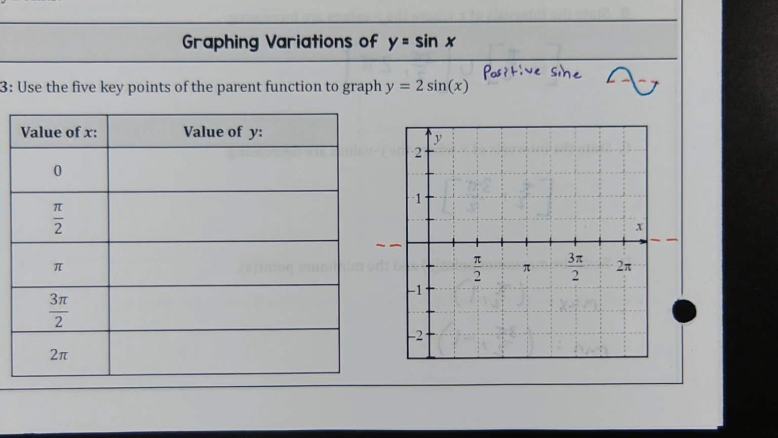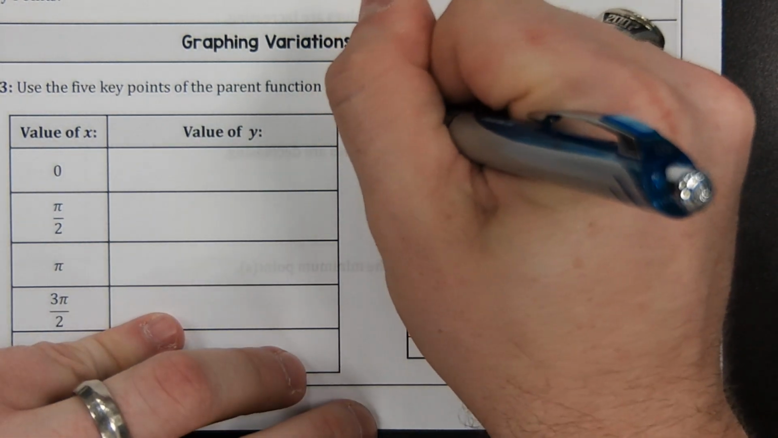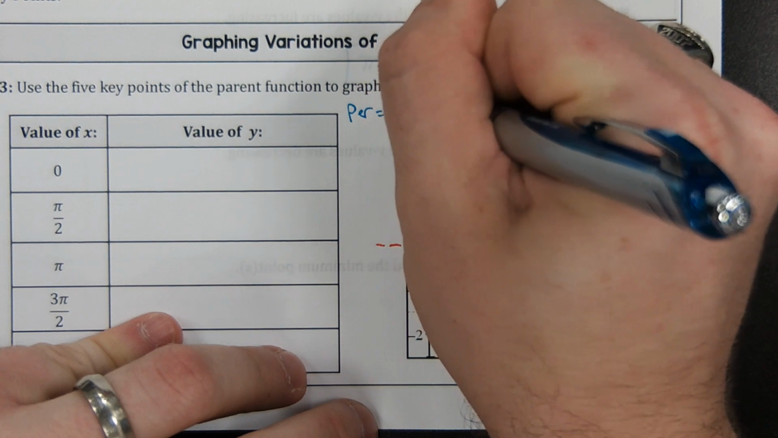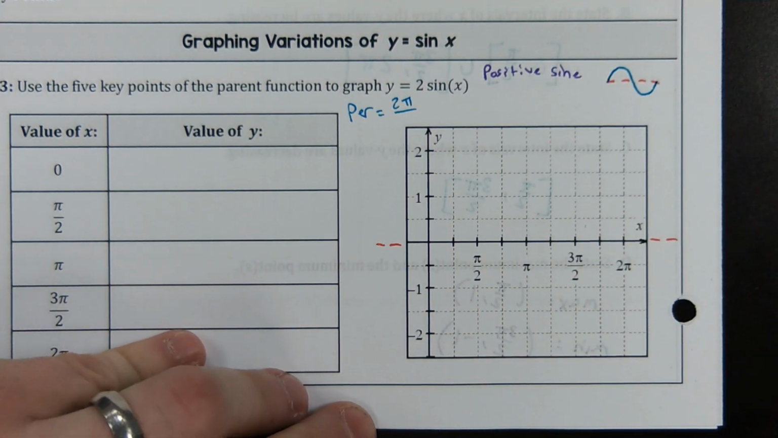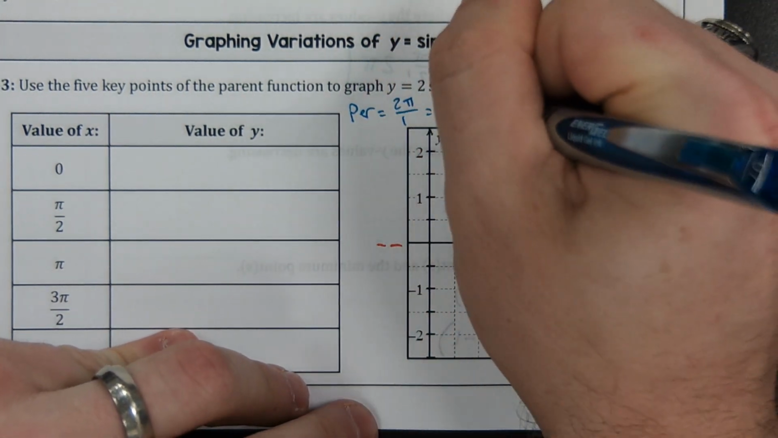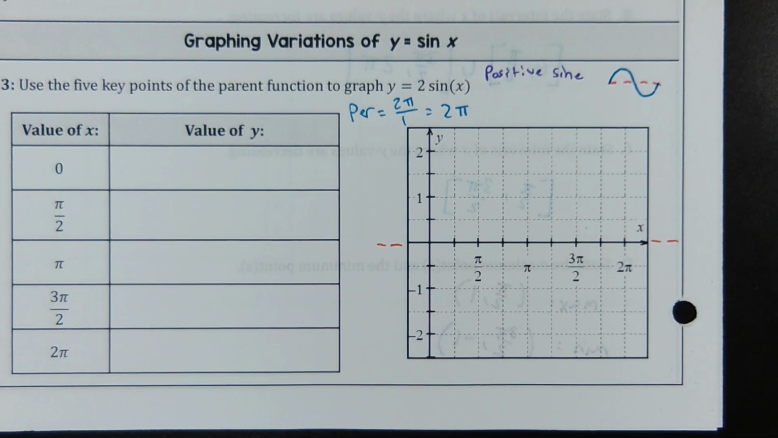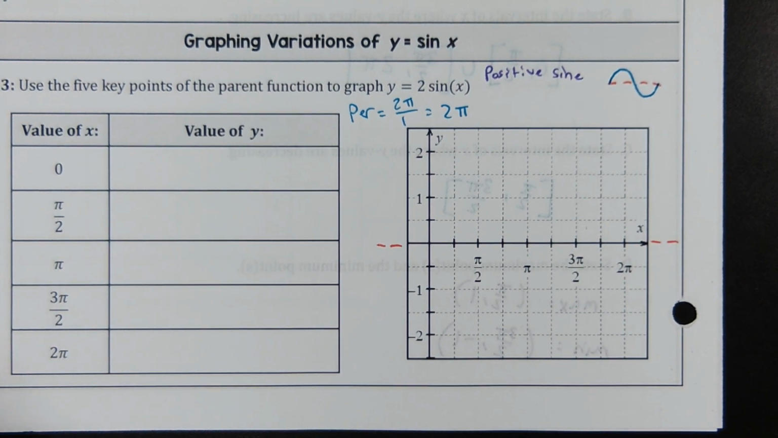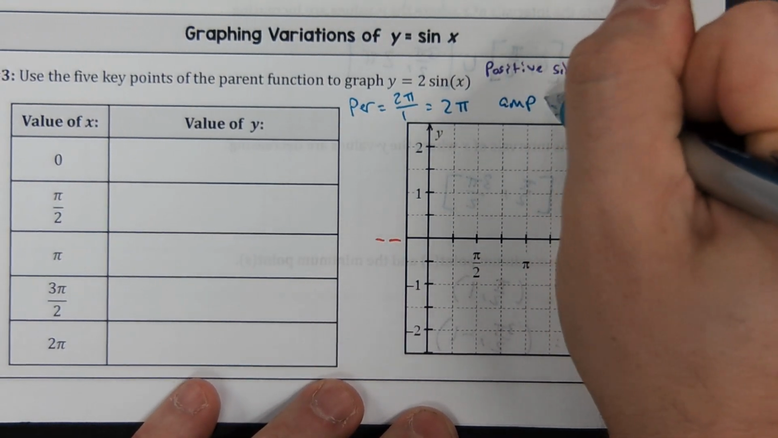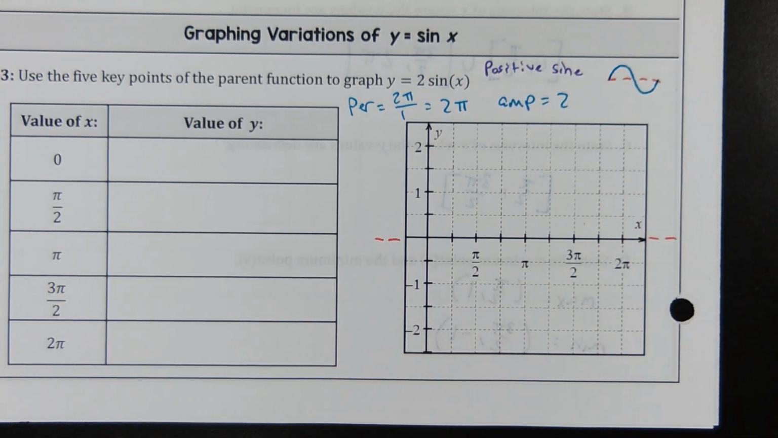Now, I would figure out what my period length is. Period is 2 pi over b. The number that sits in front of our x is a 1. So our period length is 2 pi. Okay, here we go. Oh, and the amplitude is 2. That tells me my maximum is 2, my minimum is -2. And I would do this.